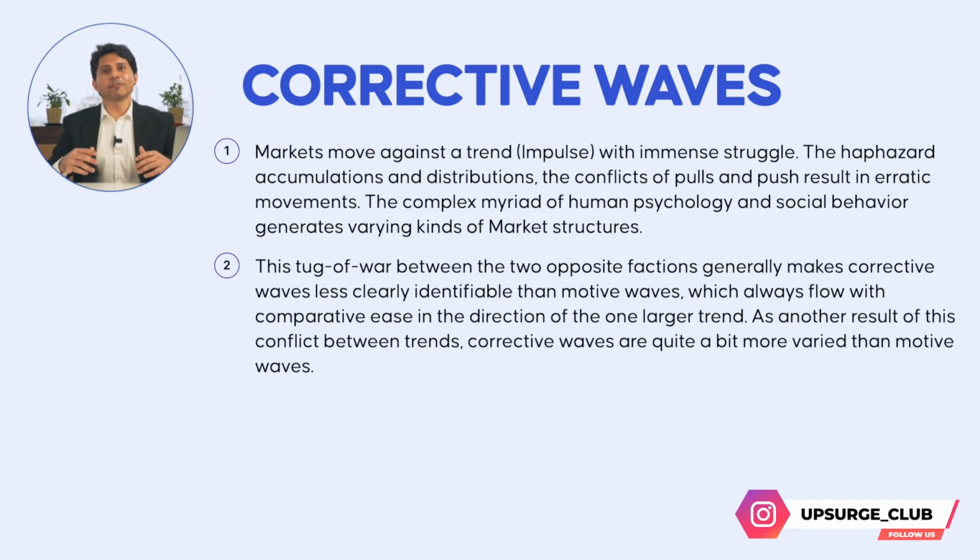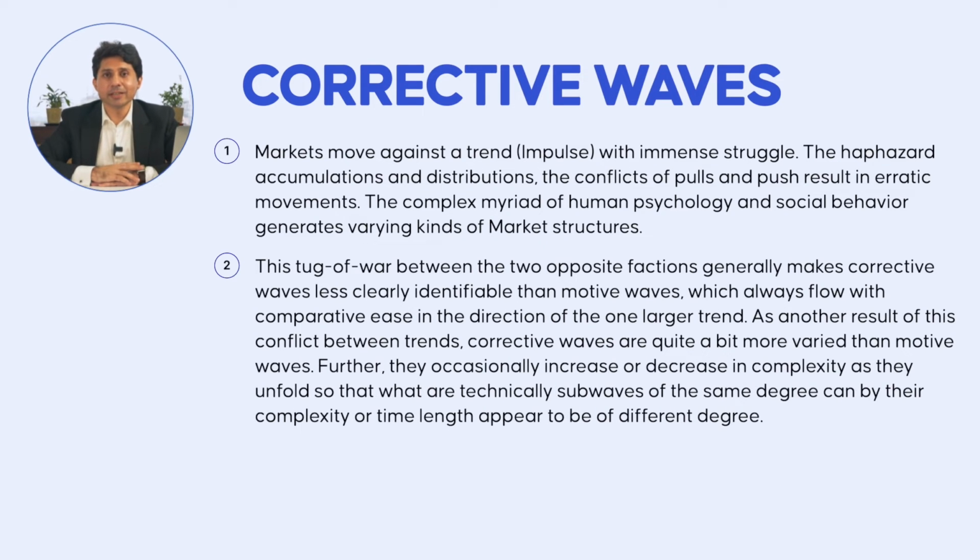As a result of this conflict between trends, corrective waves are quite a bit more varied and have far more different structures. Further, they occasionally increase or decrease in complexity as well. So a simple zigzag becomes a double zigzag, sometimes becomes a triple zigzag. A simple flat becomes a double three and sometimes a triple three as well. So there are a lot more variations, there are a lot more formations.